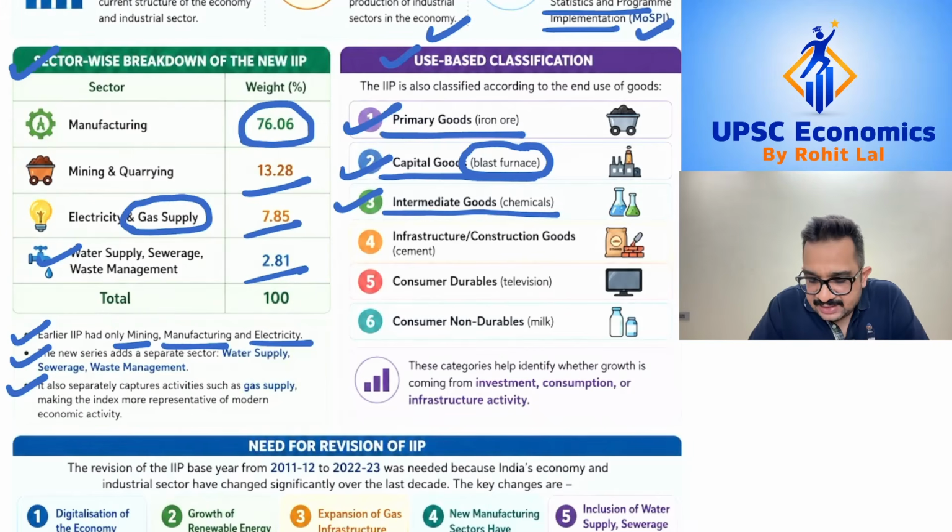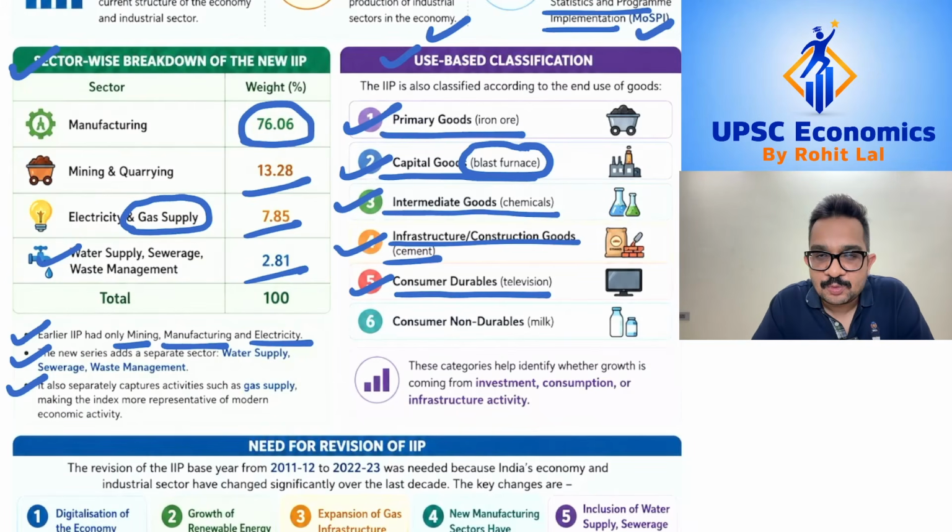Then you could have the category of intermediate goods. For example, chemicals. So chemicals are inputs which are used to make final goods. The fourth category is infrastructure or construction. For example, cement. The fifth use based category is consumer durables.